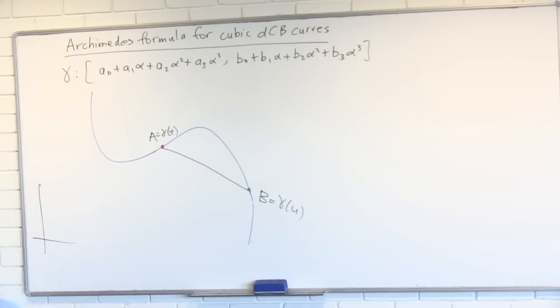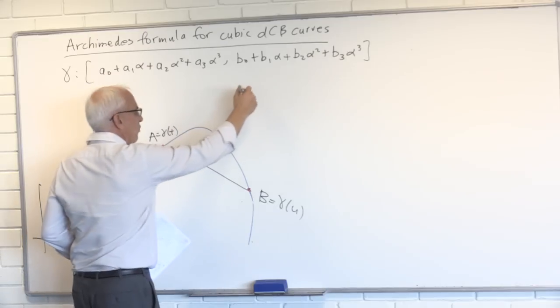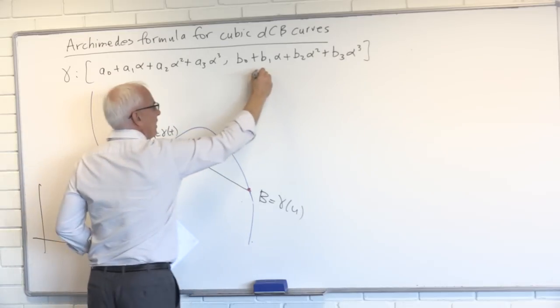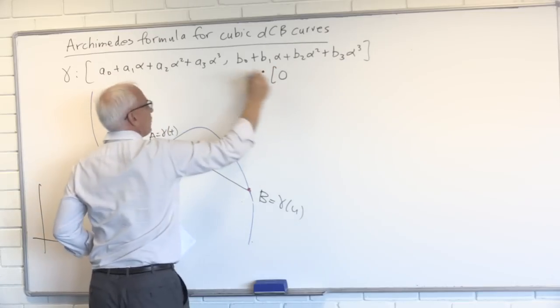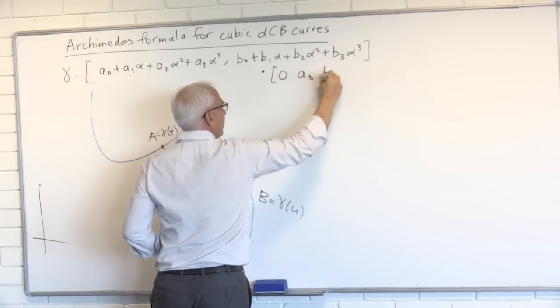So it turns out that what's also crucial is the point at infinity. So the point at infinity, let me draw it up here, is the point 0, now it's just a3 and b3.